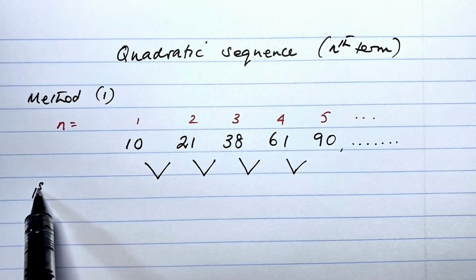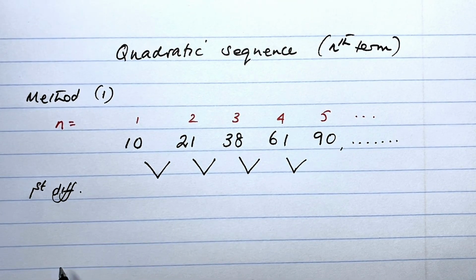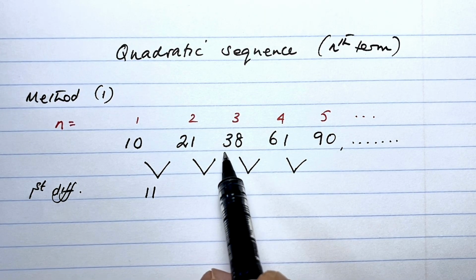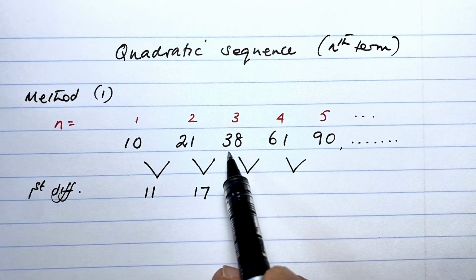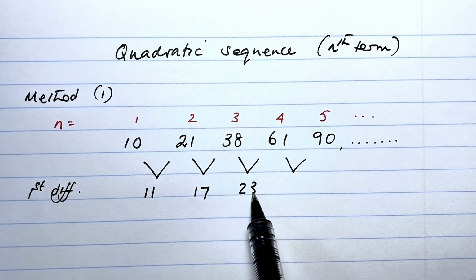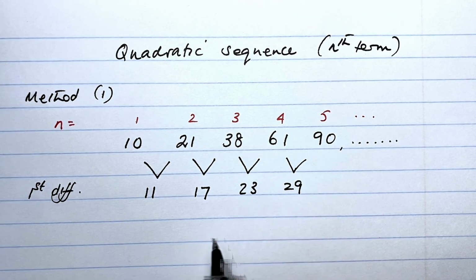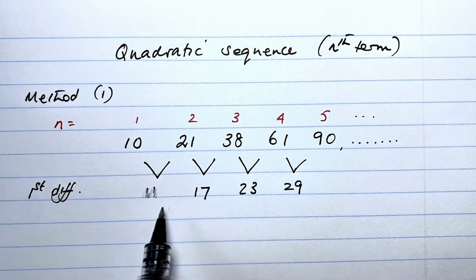So first difference here: 21 take away 10, 11. 38 take away 21, 17. 61 take away 38, 23. 90 take away 61, 29. You can see the first difference is not the same, the change.